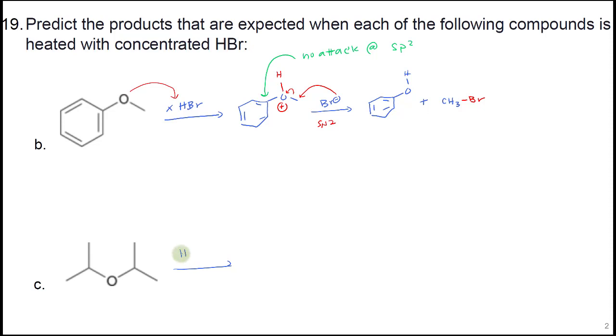In this reaction down here, we can get attack on both sides because this is secondary. So we'll see a Br here for the first half and also the Br for the second half. So you can write both of these or just two bromopropanes. Two bromopropanes.